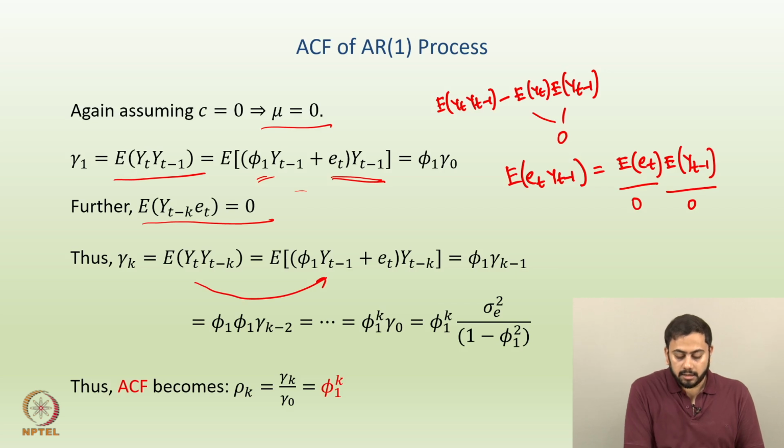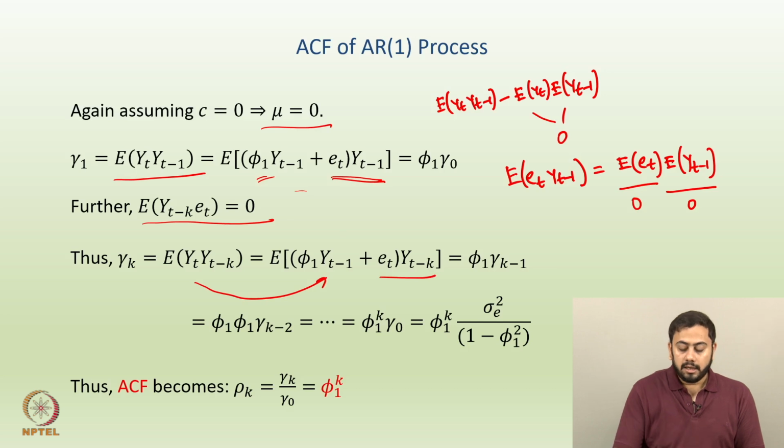Now again notice one thing here: if you open the brackets and take the product, it will be expectation of phi 1 into yt minus 1 into yt minus k. So phi 1 comes outside, and expectation of yt minus 1 into yt minus k, as per the notation, is nothing but gamma k minus 1, because the lag between t minus 1 and t minus k is k minus 1. So I can write gamma k minus 1 into phi 1, and using the above property, expectation of Et into Yt minus k happens to be 0.